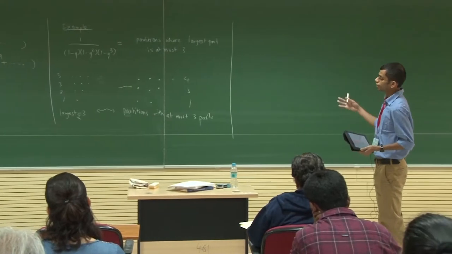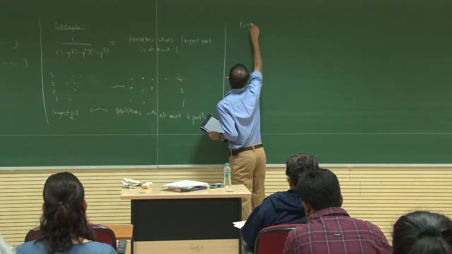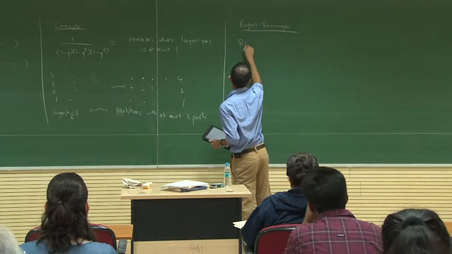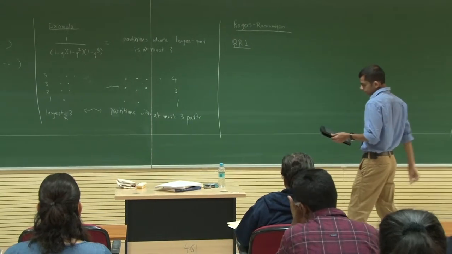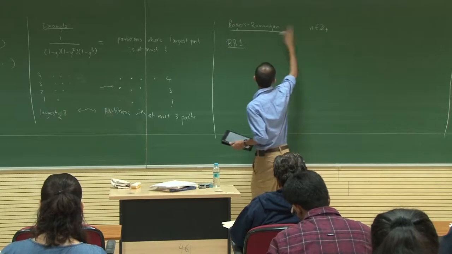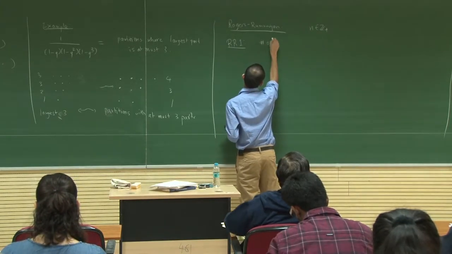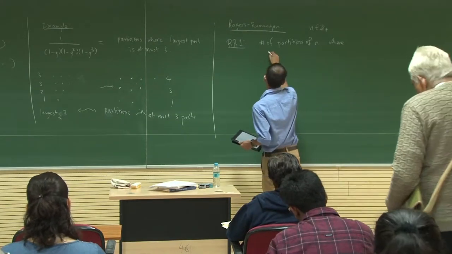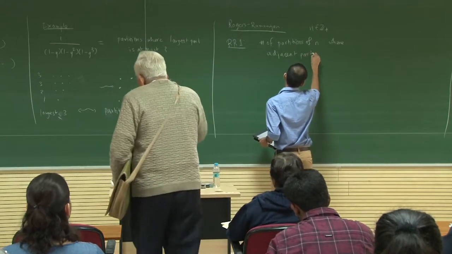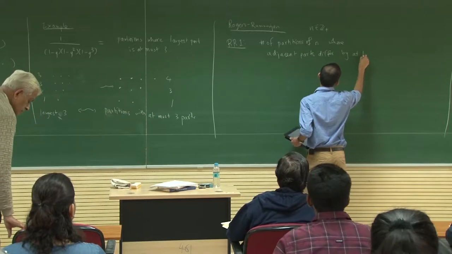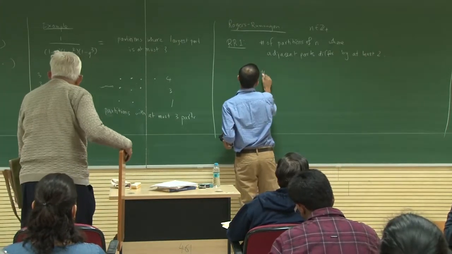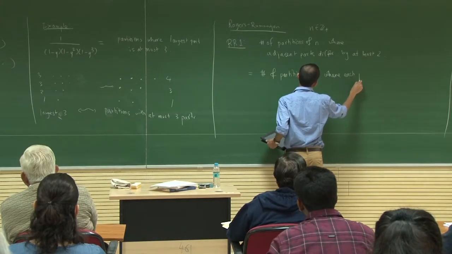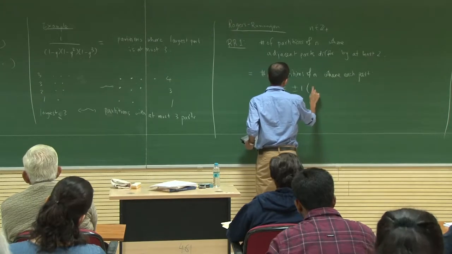So you can play around with this, figure out various generating functions and see what they count. So now let's come to what the Rogers-Ramanujan identities are. It's a pair of identities. The first one says that take any n, a positive integer. You can take it to be 0, that's fine. The number of partitions of n where, this is the key thing, adjacent parts differ by at least 2 is the same as the number of partitions of the same number where each part is congruent to plus or minus 1 mod 5.